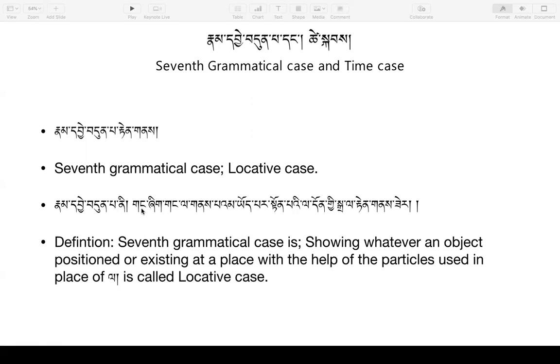Kangshi, whichever or whatever an object. Kangla, whichever or whatever position. So it shows an object situated at a position. Neba, to be positioned, to be situated. Yueba, to exist.